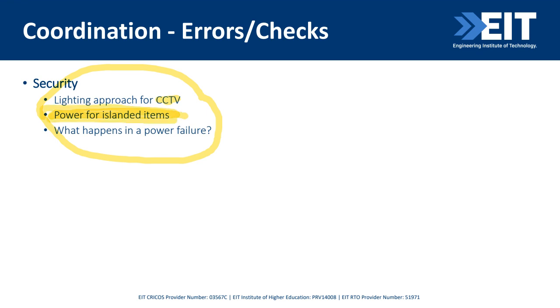And another important but common interface point, same with ICT, same with vertical transport, is what happens in a power failure and what do you need us to provide?